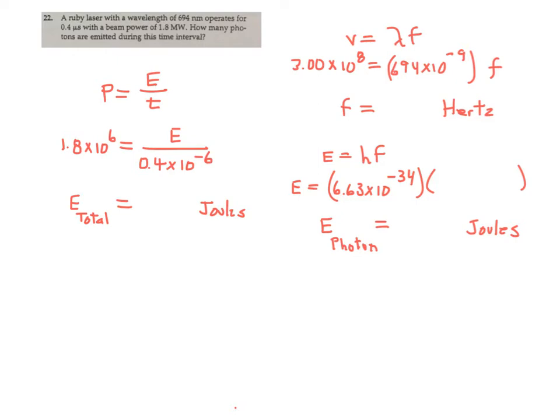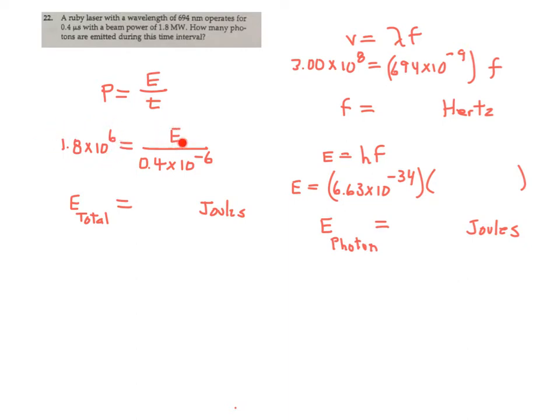In this problem, kind of going back to the concept of power and energy, power is energy or work over time, over here on the left. Energy over time in joules per second. They give you the power here in megawatts. It's 1.8 times 10 to the 6th joules per second. Mega is 10 to the 6th.